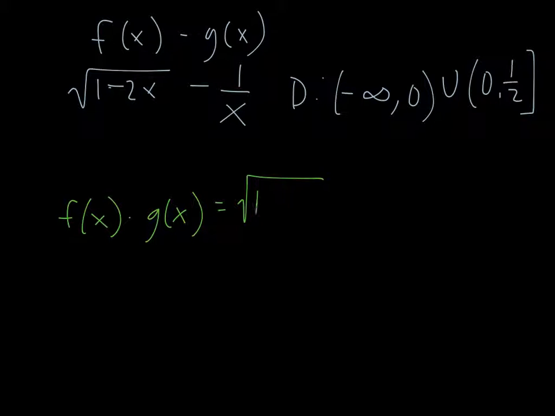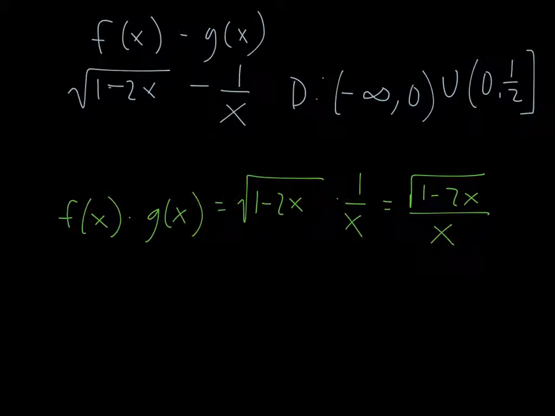Multiplication, f of x times g of x is going to look very similar. The square root of 1 minus 2x times 1 over x. As simplified as we can get would be the square root of 1 minus 2x over x. Same domain restrictions. I still can't be 0, and I still can't be more than 1/2. So again, I state my domain. The domain is the same again. And it should be the same in division.